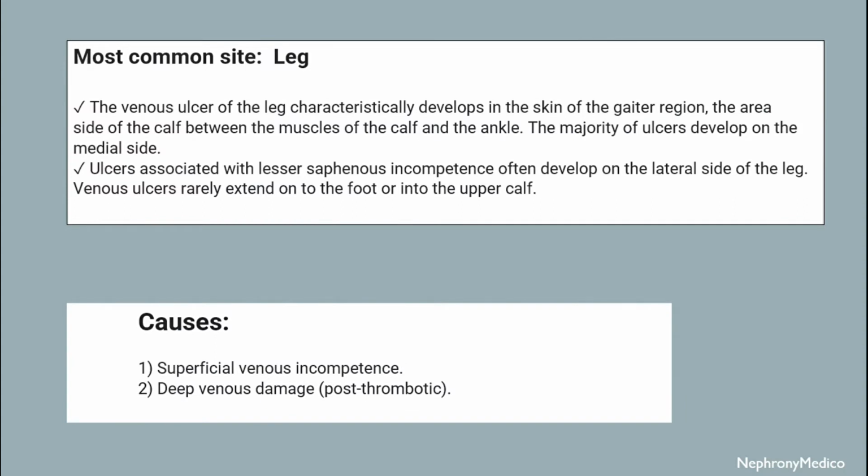Most common site is the leg. The venous ulcer of the leg characteristically develops in the skin of the gaiter region, the area on the side of the calf between the muscles of the calf and the ankle. The majority of ulcers develop on the medial side. Ulcers associated with lesser saphenous incompetence often develop on the lateral side of the leg. Venous ulcers rarely extend onto the foot or onto the upper calf. Causes: superficial venous incompetence, deep venous drainage, usually post-thrombotic.